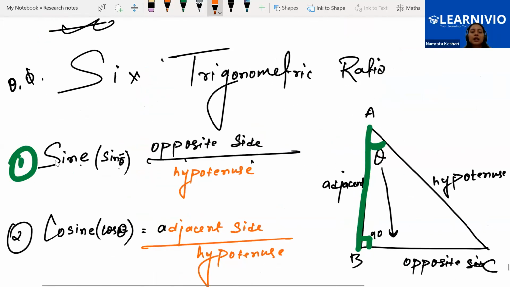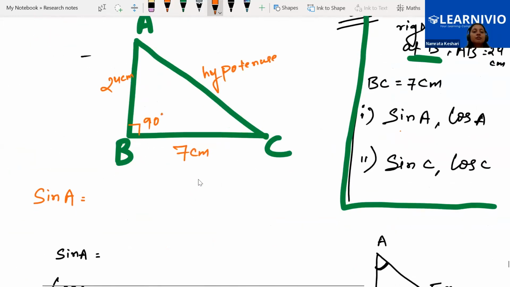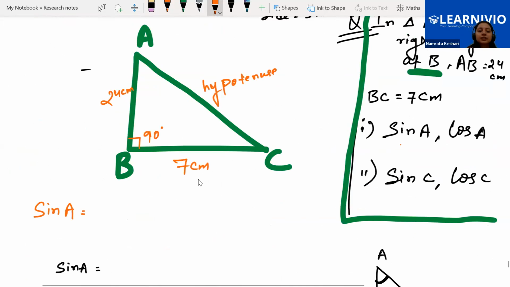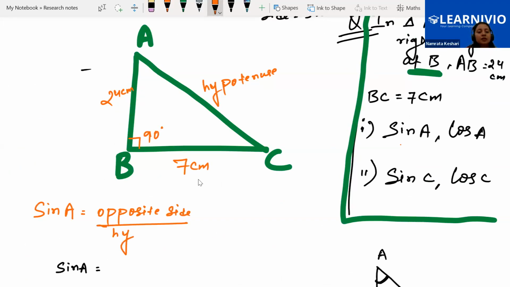I just told you the formula for sine is opposite side by hypotenuse. You must note down this formula. Okay, in your book also formulas are mentioned over there. You can take it from there also. Sine formula is opposite side by hypotenuse. We know that the formula for sine is opposite side by hypotenuse.